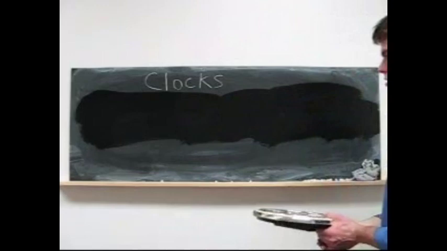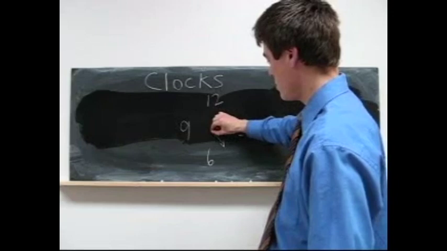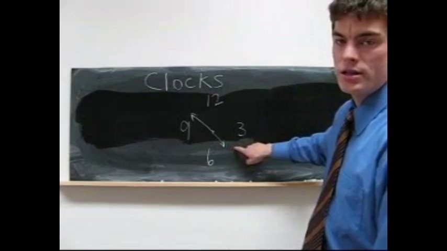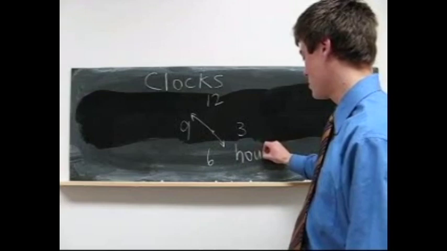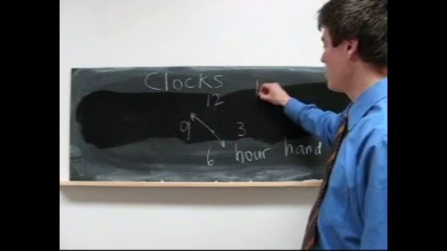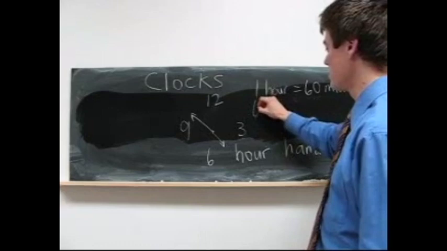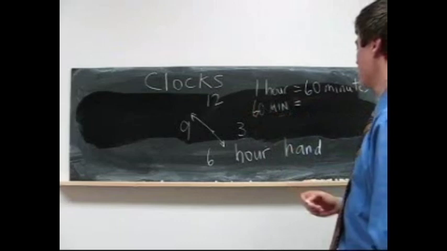So here's the clock. 12, 6, 3, 9. Right? We had it about here. Now this hand is the hour hand. So we call that hour hand. Because 1 hour equals 60 minutes. And 60 minutes equals 1 hour.